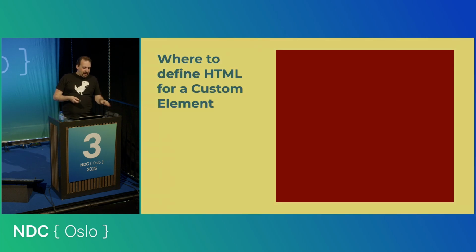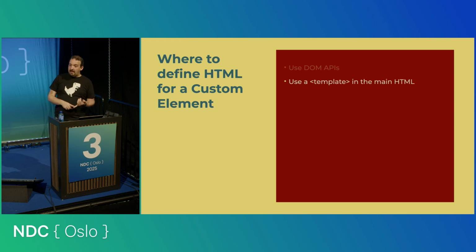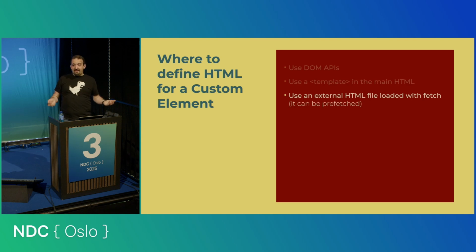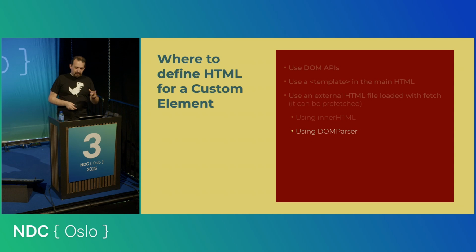So when you're creating a custom element, you can use DOM APIs to actually inject the contents. You can use a template tag in the main HTML that will be the template for that particular web component. You can have an external HTML file, as with Angular, where each component's template can be an external HTML file, so you can simulate that behavior. And then inject it using innerHTML or DOMParser, which is a little bit more secure.